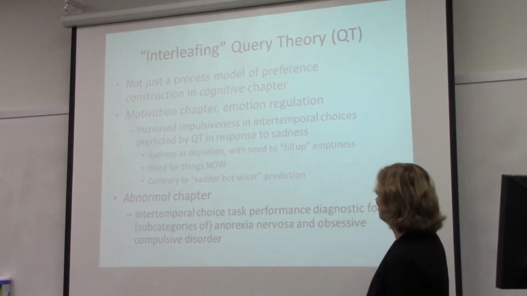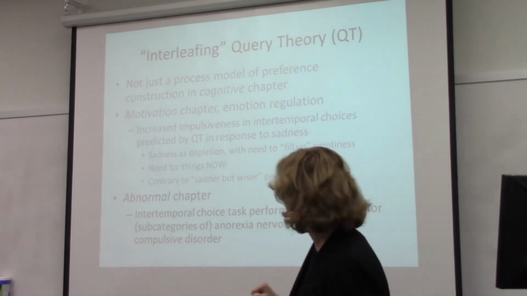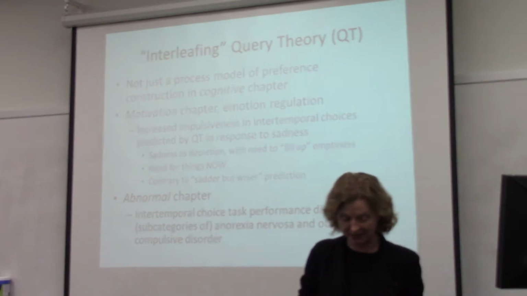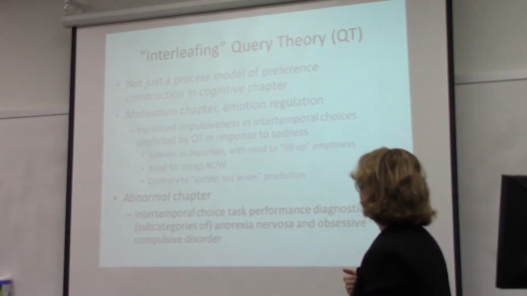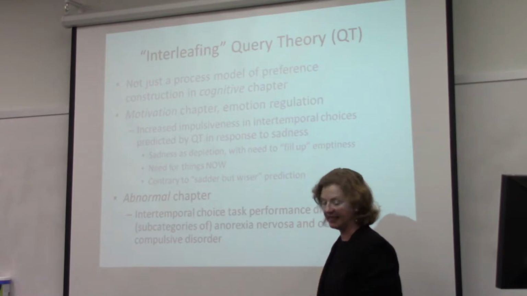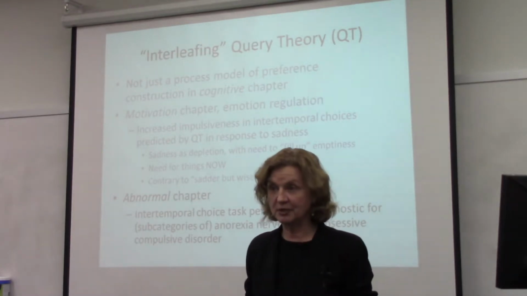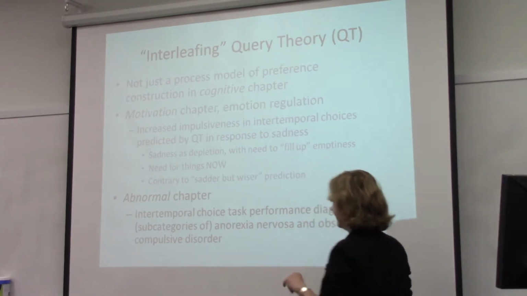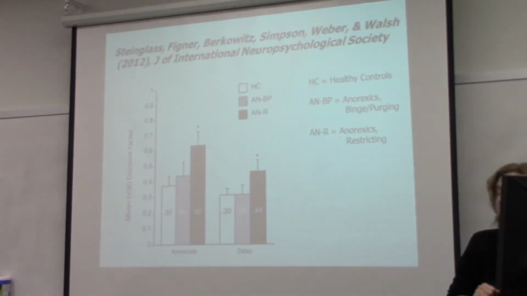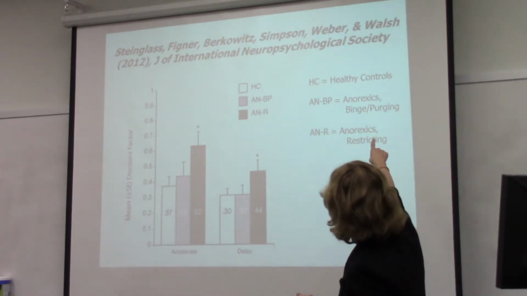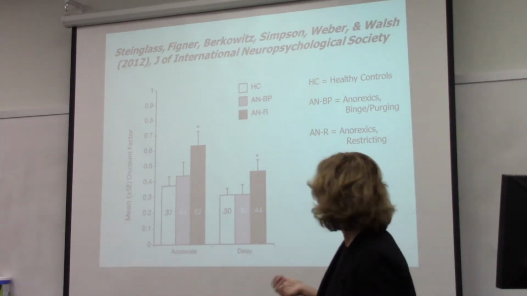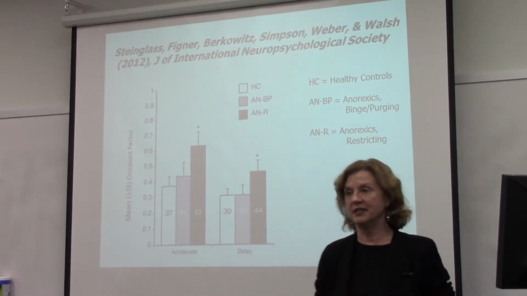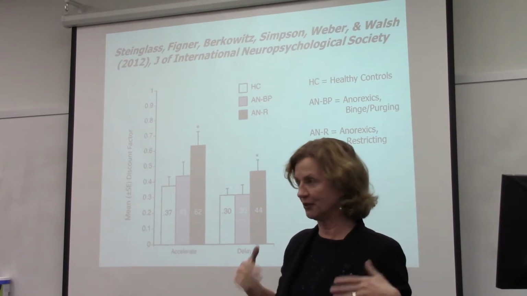Also, in addition to putting it into the motivational chapter, we have also applied this paradigm with abnormal populations, with patient populations. This intertemporal choice task has been used a lot with eating disorder patients. It turns out when you have anorexia, there are two types of anorexics. There are anorexics that eat but then binge and purge, and some anorexics who basically restrict their input. They don't eat. Now, anorexics that don't eat, it sounds like they have a lot of self-control.